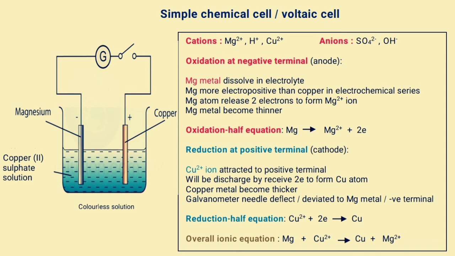Magnesium metal undergoes oxidation. Magnesium atom releases 2 electrons to form magnesium ion. So magnesium metal acts as a reducing agent. Reduction occurs at the positive terminal. Copper(II) ion from the electrolyte undergoes reduction by receiving 2 electrons to form copper atom. Copper(II) ion acts as an oxidizing agent.